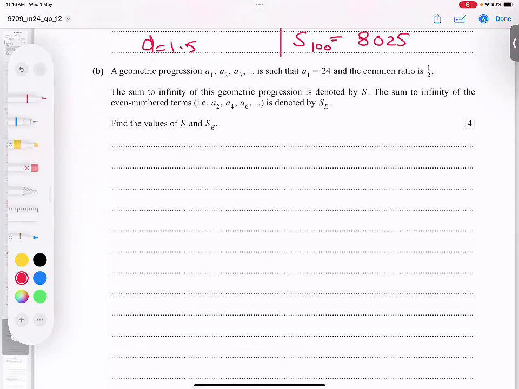Next part is geometrical progression, A 1, 2, 3, 4 onward all together. First term mentioned by him is A1 is 24. Common ratio is very clear, 1/2. And sum of infinity of the progression is represented by S. And sum of infinity of even numbered terms represented by SE. And we have to find both sums of infinity.